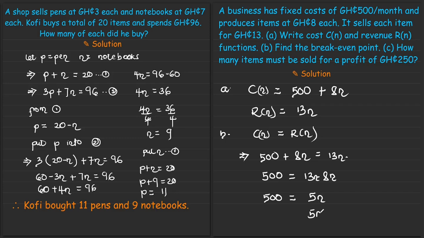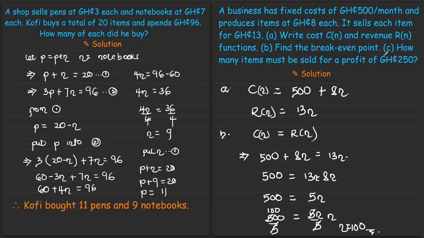If we divide both sides by 5, what do we get? This 5 cancels out this 5, giving us n, and then 5 into 500 gives us 100. So it simply means n is equal to 100. So the break-even point is when they actually produce 100 items and sell 100 items. Do you see? So that is it over here.